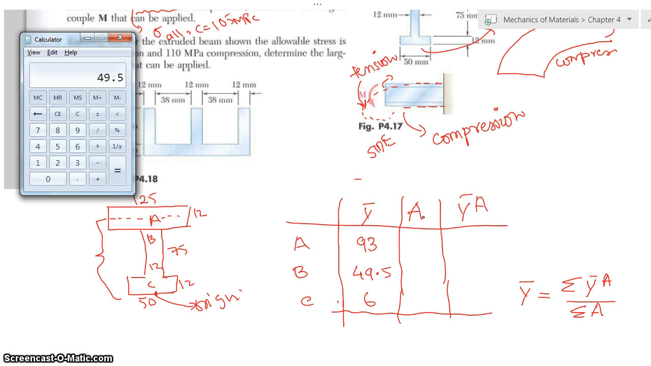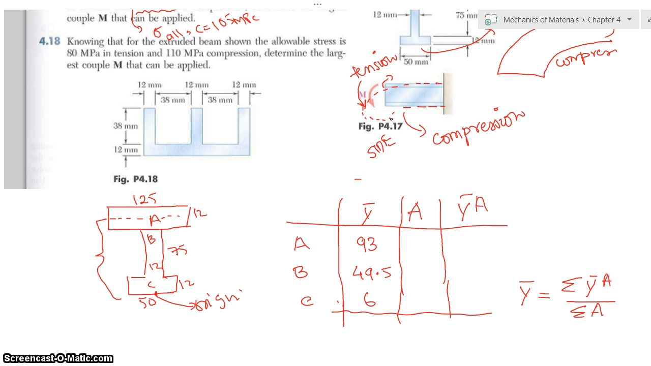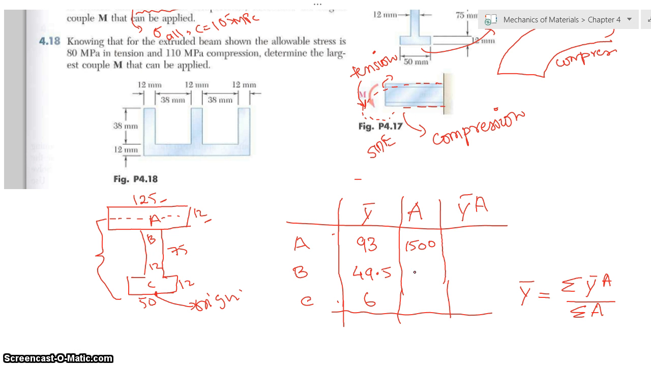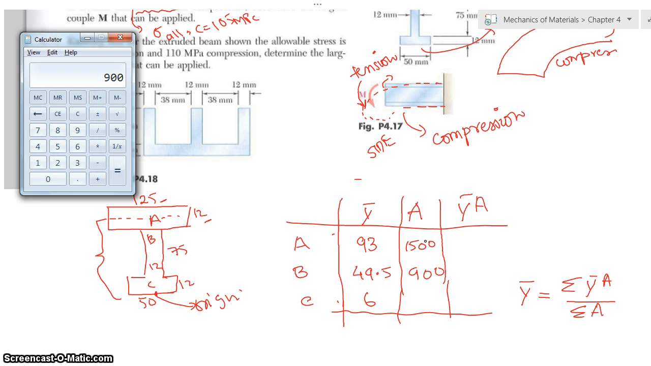The area of A is 125 and 12. I hope you know the formula to find the area of a rectangle: base times height, length times breadth. 125 is the length and breadth is 12, and I get 1500. Then I have 75 and 12, which is 900, and 50 and 12, which is 600.